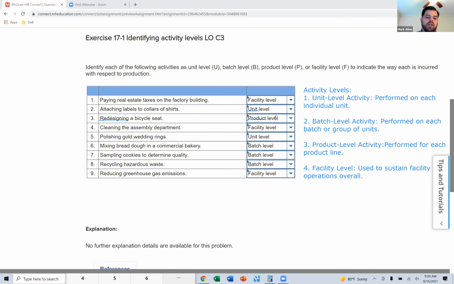Now, cleaning the assembly department. Cleaning is helping the general operations, so that is generally looked at as a facility level issue. Polishing gold wedding rings, a very fine activity, is unit level.